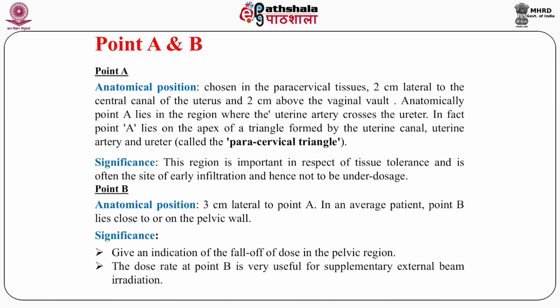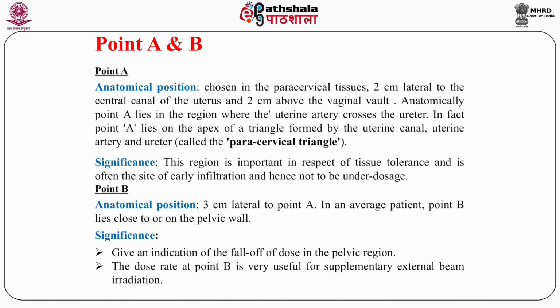Anatomically, point A lies in the region where the uterine artery crosses the ureter. In fact, point A lies on the apex of the triangle formed by the uterine canal, uterine artery and ureter, called the paracervical triangle. At point A, in case of cancer, the dose to the tumor is delivered keeping in mind the tolerance of the surrounding normal tissues.